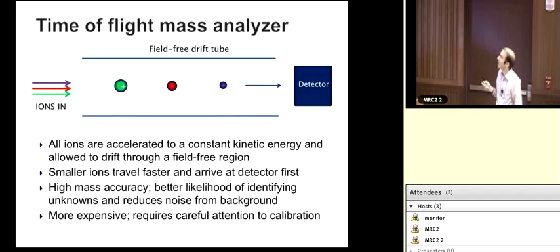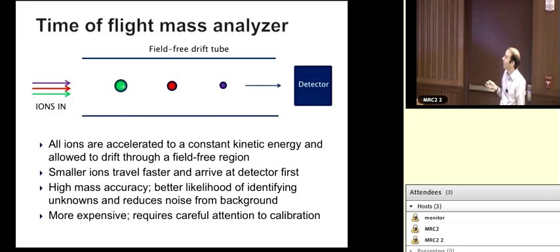Another type of mass analyzer is a time of flight. This is kind of the most intuitive type of mass spec that you can think of. You take a bunch of ions, you accelerate them all to the same kinetic energy, and then you just let them drift in a tube that's under vacuum. If they've all got the same kinetic energy, things that are smaller tend to move faster. KE equals 1/2 mv squared, if you remember your physics. So they go quicker. The bigger stuff moves slower, and it hits the detector later.